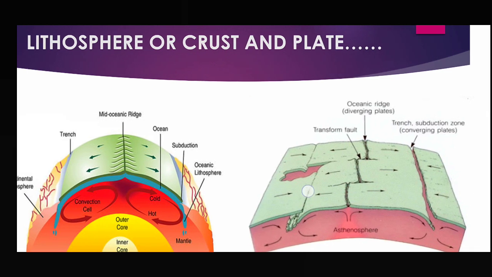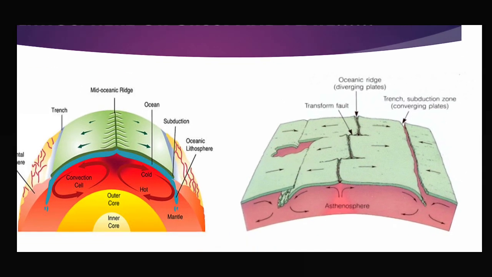Take a look at this diagram. Here in this diagram, there is this light green colored portion. On this light green portion, take a look, so many types of cracks are there, so many broken lines. These broken lines divided the continuous lithosphere into so many blocks, so many divisions. These divisions or blocks of lithosphere are called a plate, or another name, lithospheric plate.